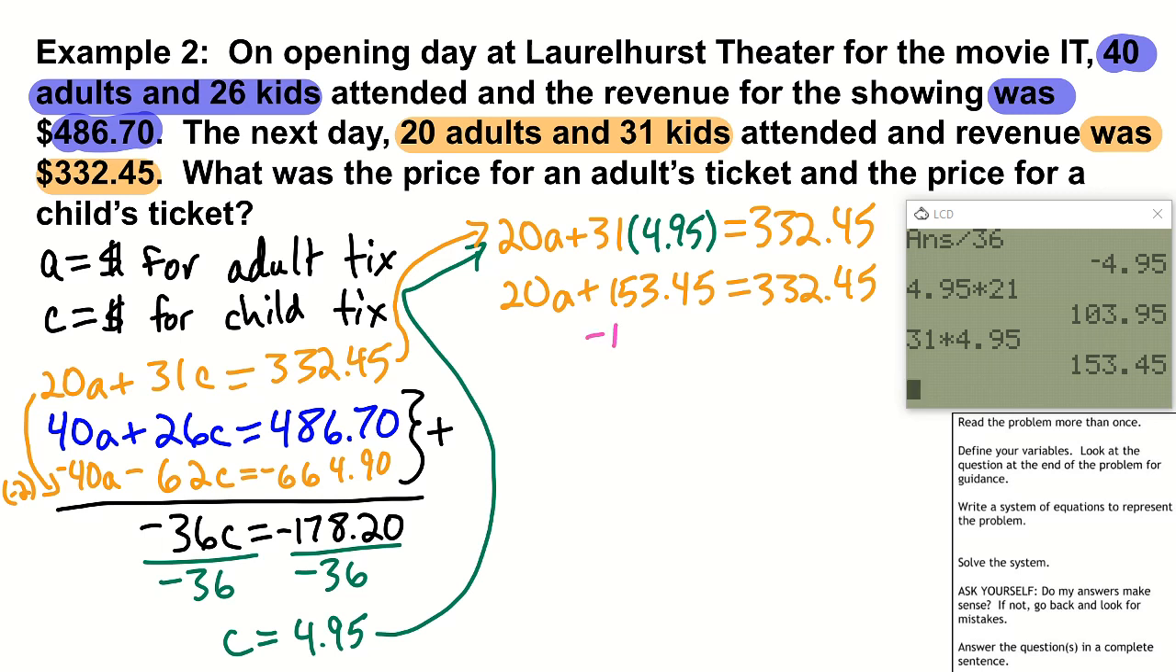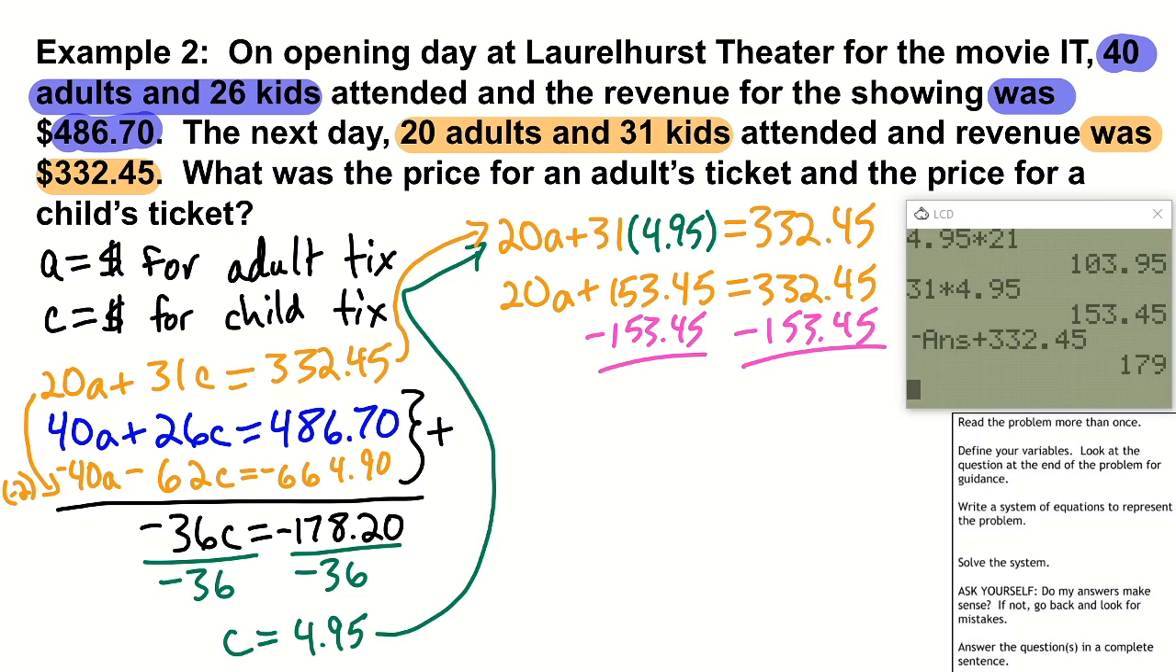All right, now we're going to subtract 153.45 from both sides to get the A value by itself. And we'll get, let's see, 153.45. So we're going to take our answer and make it a negative. So that previous value, 153.45, and we're going to add to that 332.45, and we'll get 179. So 20A equals 179.